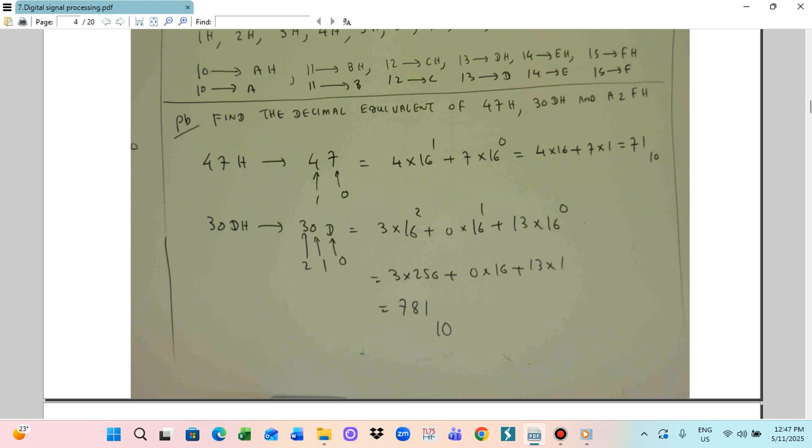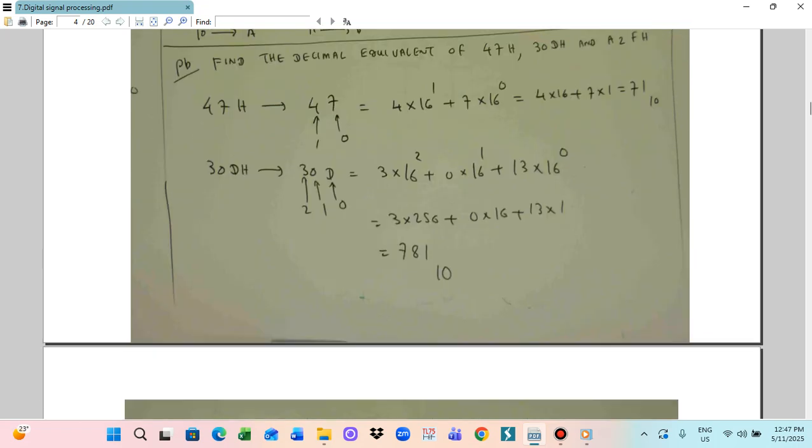So you multiply 3, which is location 2, by 16 squared. Plus 0, which is location 1, so 0 multiply 16 power 1. Plus D, which is 13, so 13 multiply 16 power 0. So that will be 3 multiply 256 plus 0 multiply 16 plus 13 multiply 1.